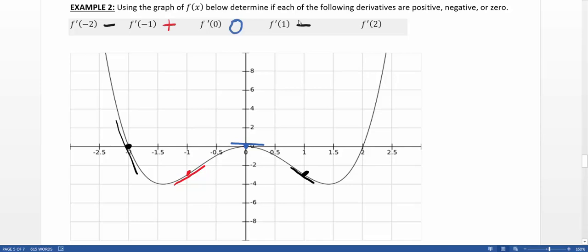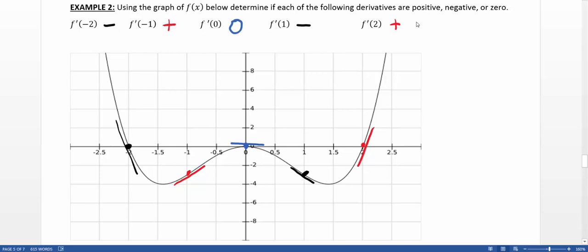And then finally, we want to figure out what's happening at 2. So at 2, we're going to sketch in a tangent line here. And we're evaluating whether the slope of that line will be positive, negative, or 0. So the slope of that line is upward sloping, and that is going to be positive.